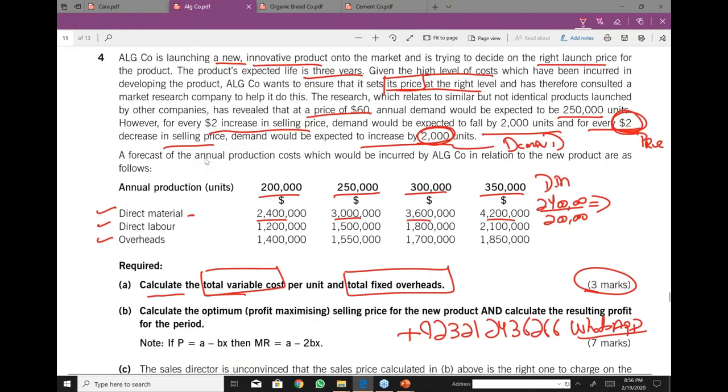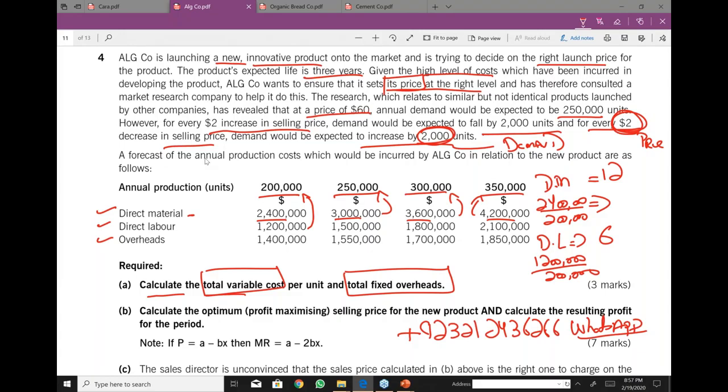Now for direct labor, I am doing a similar thing. It's simple. You can see here it's 1200. You can use any activity, divide this by 200,000 and you will get the answer of 6 per unit. So labor is 6 per unit and material is 12 per unit. You can do this for any activity and you will find the similar per unit cost. So it remains the same.